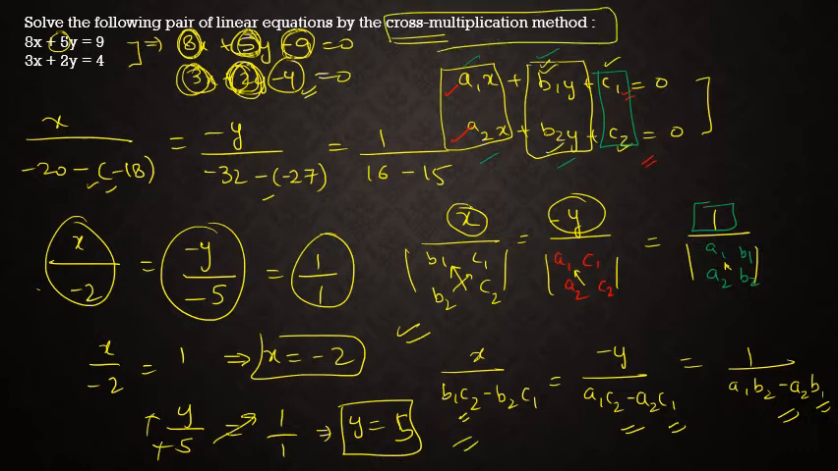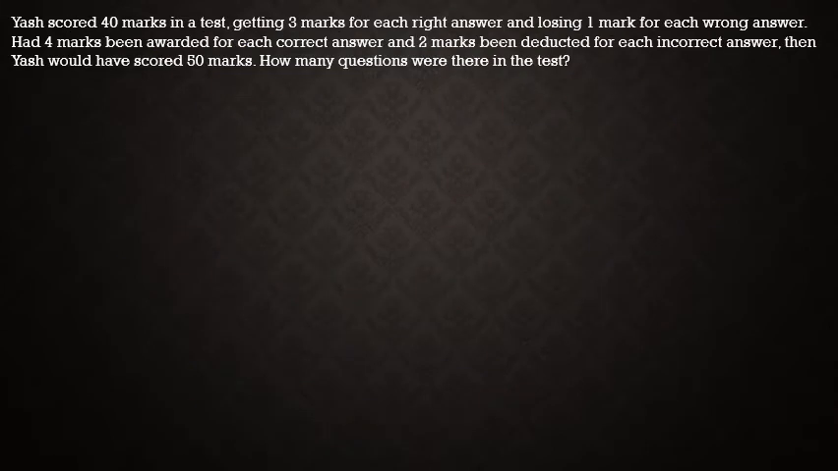Let's see another example so that you can have better clarity. In this question, Yash scored 40 marks in a test, 3 marks for each right answer and losing 1 mark for each wrong answer. Had 4 marks been awarded for each correct answer and 2 marks been deducted for each incorrect one, then the score would be 50. So how many questions were there?